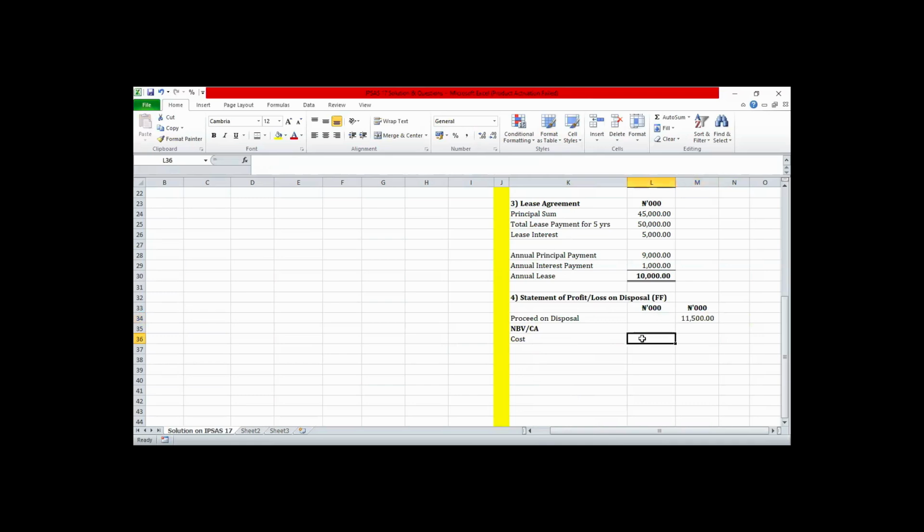The cost of the asset is how much? 12,250,000. What is the accumulated depreciation on the asset? Are we given? No. We're not given. Let's name it X. That's what we are looking for.